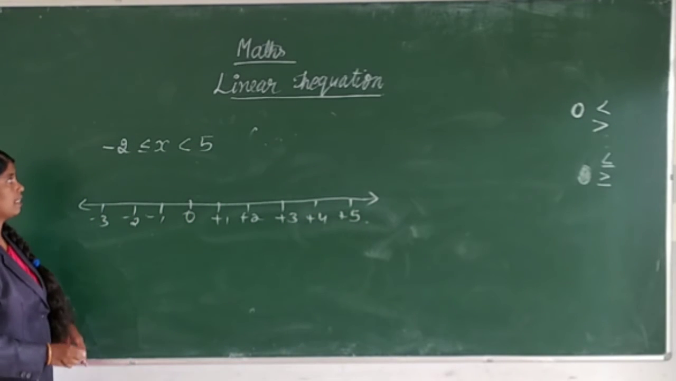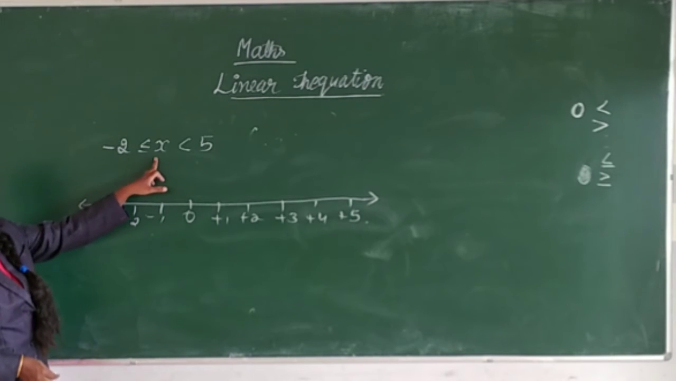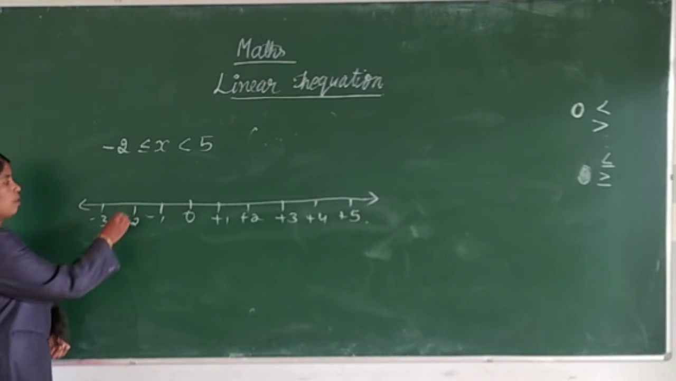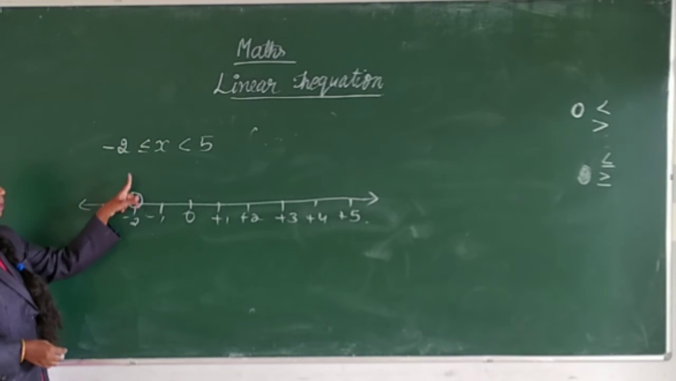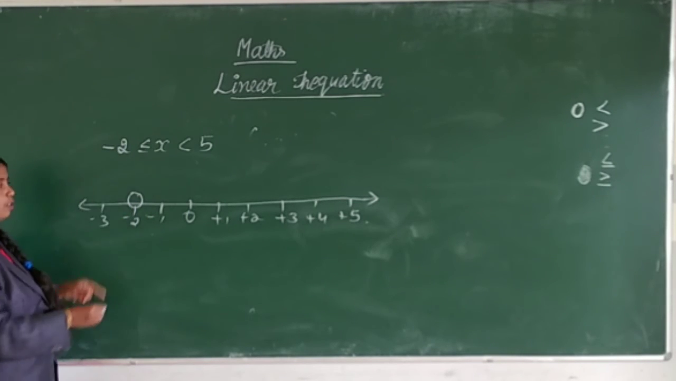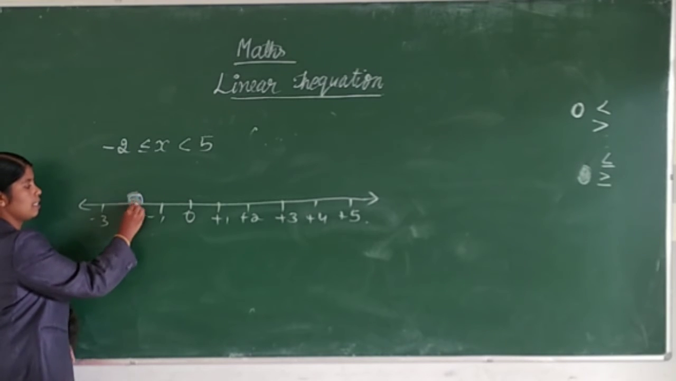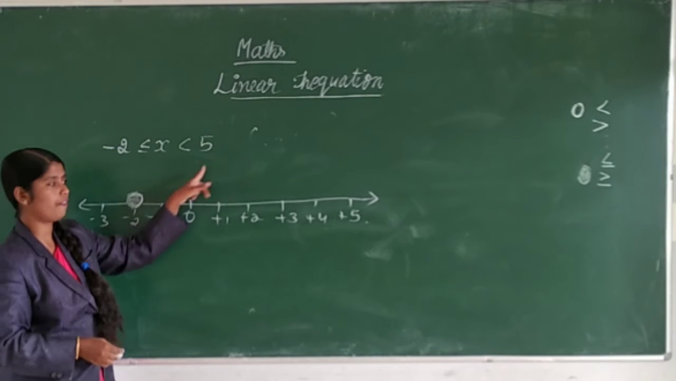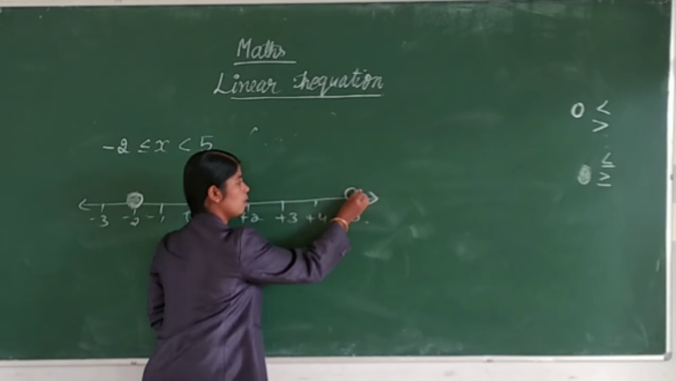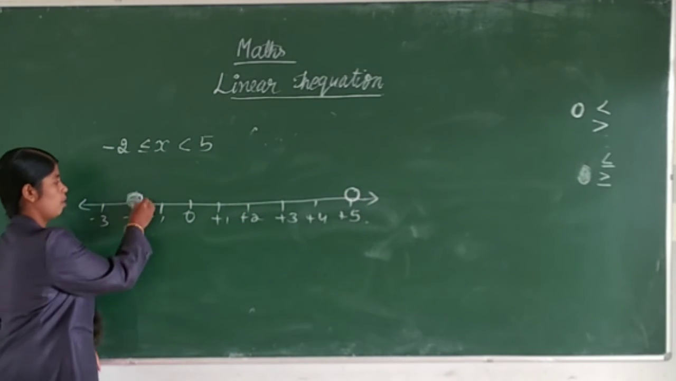Then represent here, it is given greater than or equal to minus 2. So mark on minus 2 with a shaded circle because it is mentioned equals to. So shade inside the circle. Then here it is strictly less than 5, so it is a hollow circle. Then join these two.